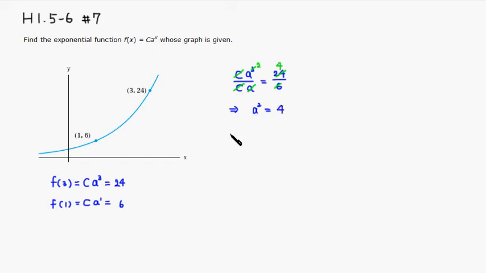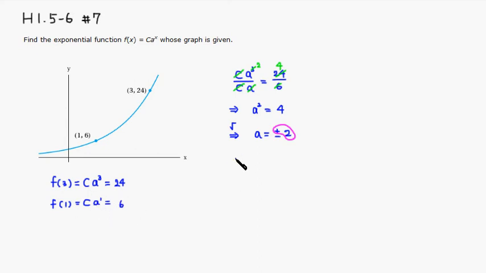Then we can isolate a by just taking the square root of both sides. You have a is equal to the square root of 4, which is 2, but we have to consider plus or minus 2. But remember that the base has to be a positive number, so negative 2 is out, so we know that a has to be positive 2. Once you've done that, we can plug a equals 2 into the second equation, which I like better.